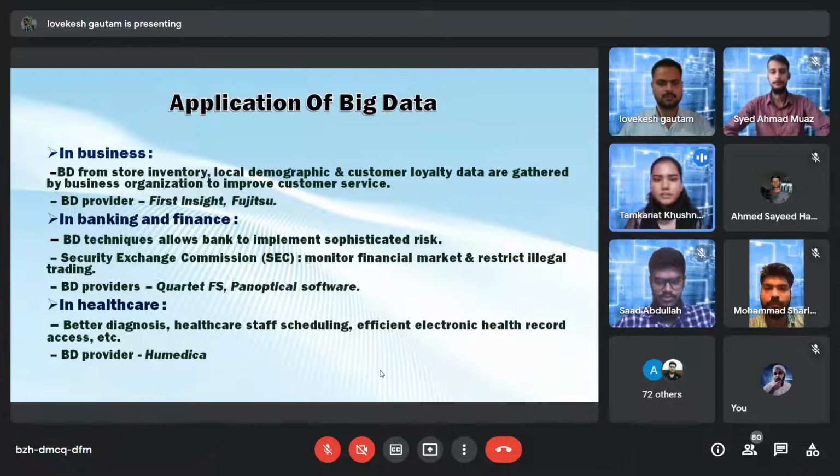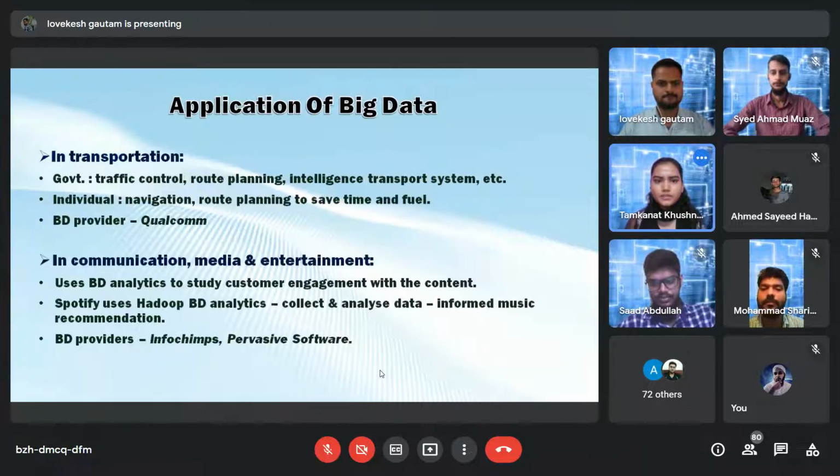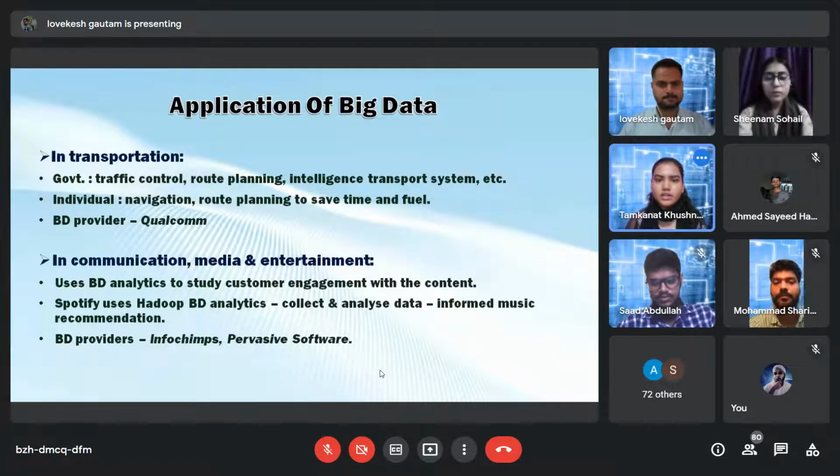In the healthcare sector, better diagnosis, health staff scheduling, efficient health record access can be done using big data analytics. Umedica is the biggest big data provider in this sector. Talking about the transportation sector, government uses big data for traffic control, route planning, intelligence transport system, while individuals may use it for navigation, route planning to save time and fuel. Data is dominantly provided in this sector by Qualcomm.